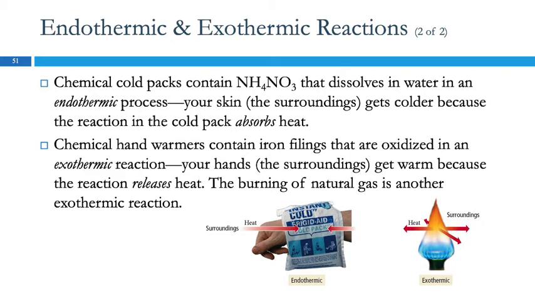Burning natural gas, another example of an exothermic reaction. So a Bunsen burner or your gas stove or your gas grill, you light the gas and it gives off heat, right? This is the point of it, is to give off heat. So the system is the gas burning, and that's releasing heat into the surroundings, which is where we are, and we feel the heat.